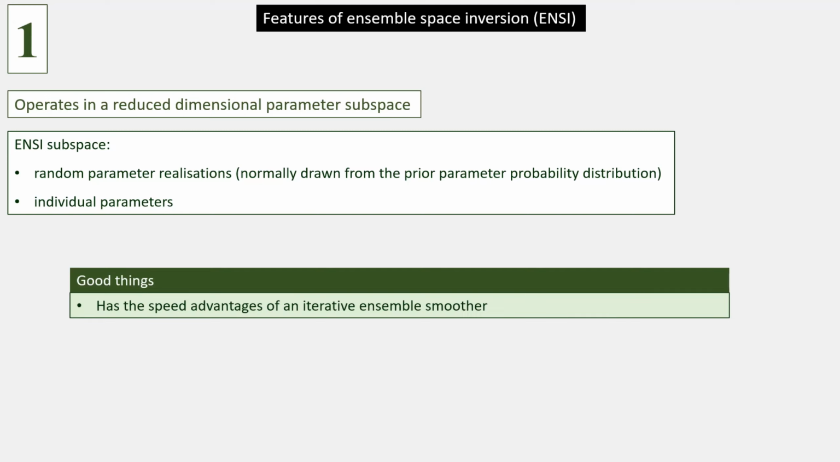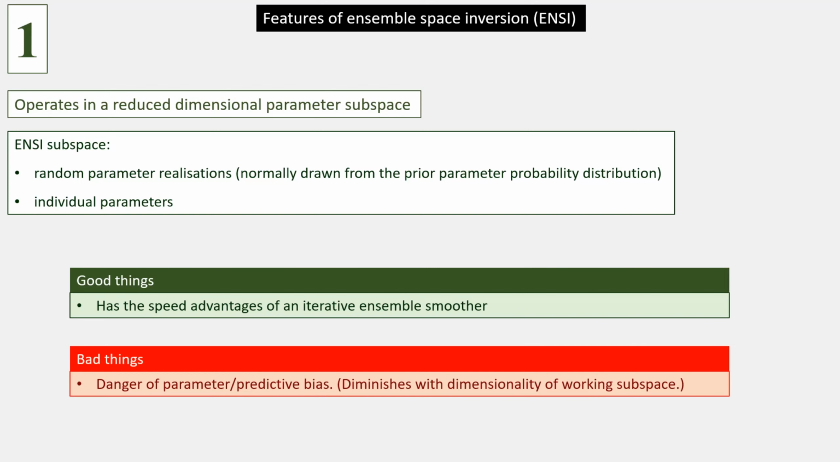So the good thing about that is that we have this incredible model run efficiency that comes with methods like IES. The bad thing is that, as with all dimensional reduction methods, whenever we do work in a subset of parameter space, there's always the risk of some parameter and predictive bias, with that risk going down as we increase the dimensions of the parameter subspace in which we work.